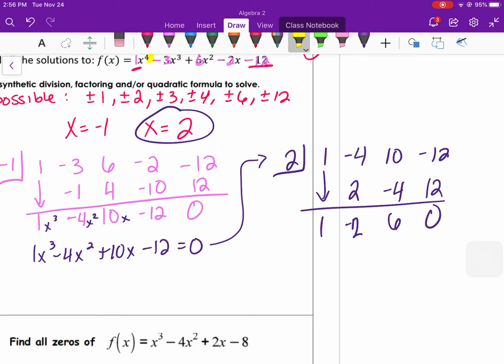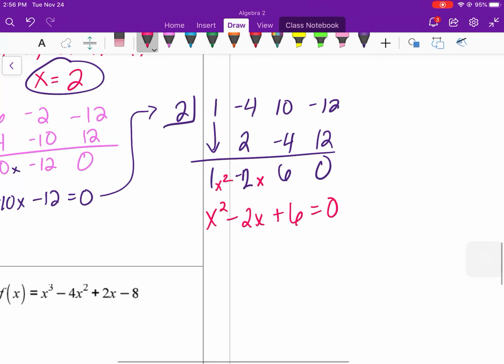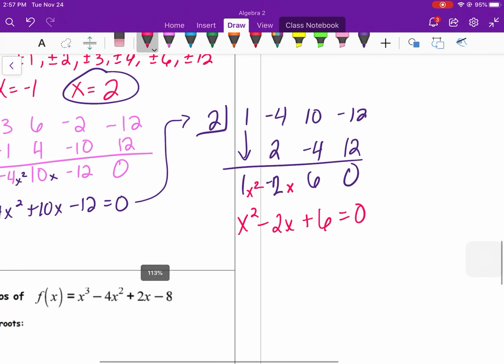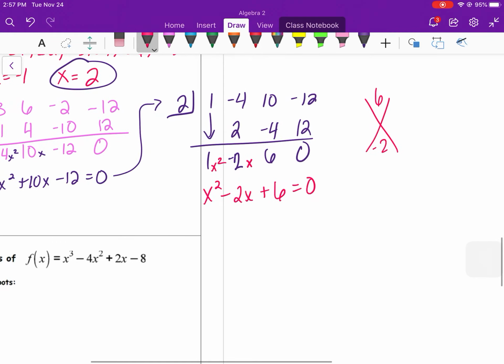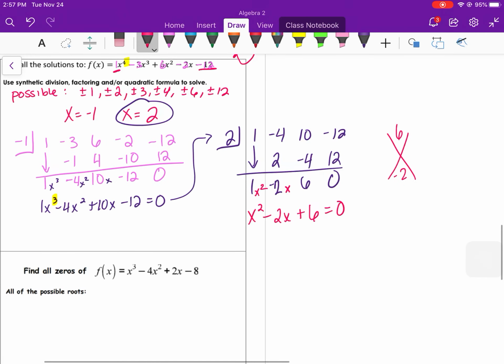So this was a cubic. I divided it by one more x, so this is going to be a quadratic. So it's going to be x squared minus 2x plus 6 equals 0. And then, can we factor it now? I don't think so, because nothing multiplies to 6 and adds up to -2. And I also know I can't factor it since my other answers are essentially imaginary. So you have to use the quadratic formula or complete the square.